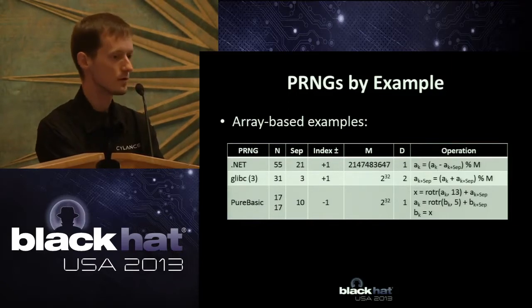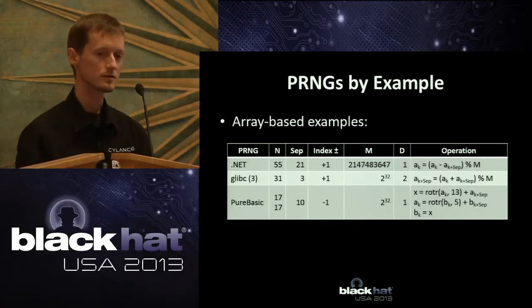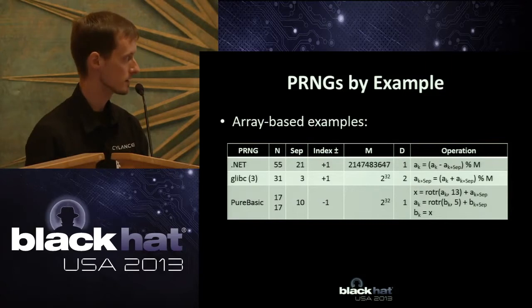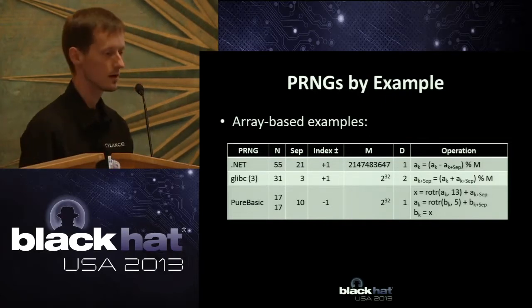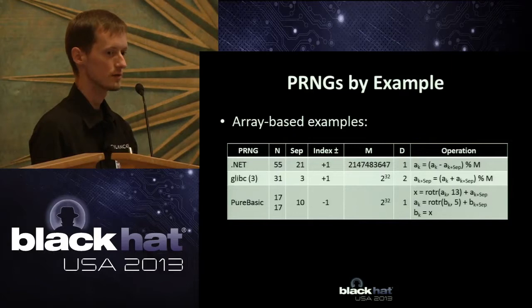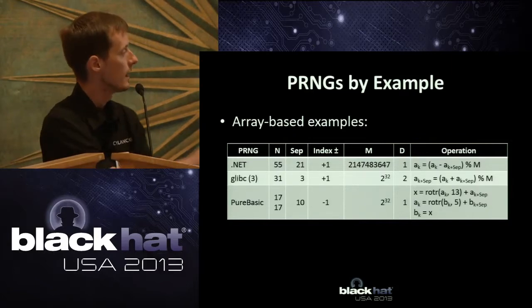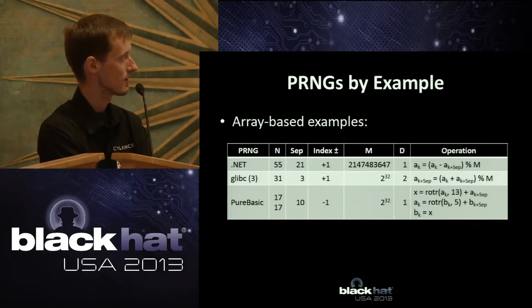glibc, type 3, the default RAND nowadays, also array-based, array of 31, separation. A couple of interesting things: it adds numbers, whereas .NET was subtracting them, and it adds an earlier number to a later number. There's a separation of 3 there, but because they did it that way, it's effectively a separation of 28, 31 minus 3.